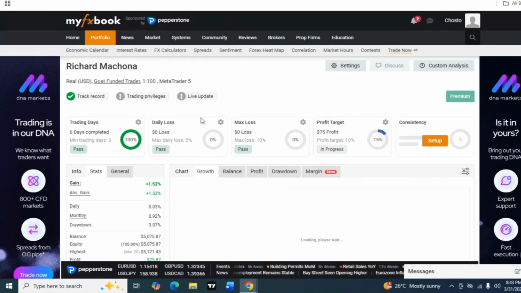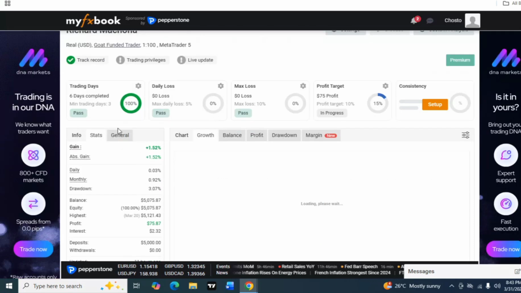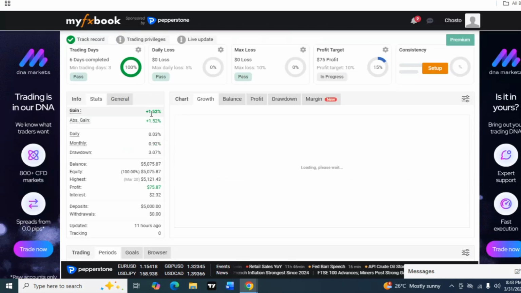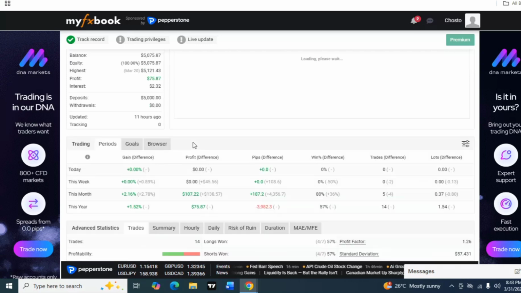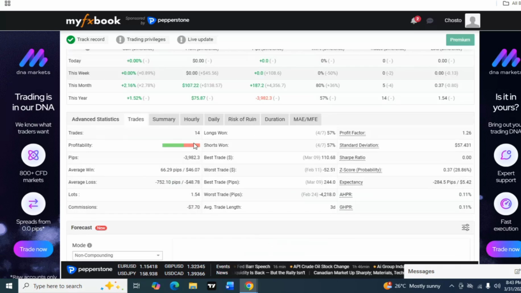And here is our account on my FX book, the tool that I use to track my record every now and then. So you can see that we reached the minimum trading days of 2, and now we are at 6 days. Then our account is 1.52% up as for now, and then you can see the progress just right here.